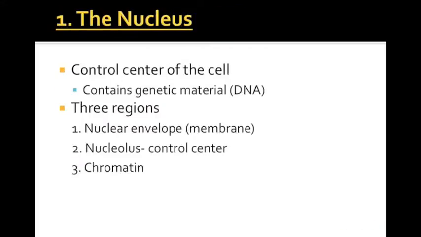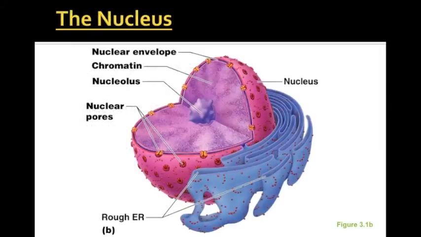The nucleus is basically the control center of the cell, or what I like to refer to as the brain of the cell. It contains the DNA, and the nucleus also is comprised of three regions. Here's a large picture of the nucleus separated from the rest of the cell, and in this picture you can see the three main portions of the nucleus.